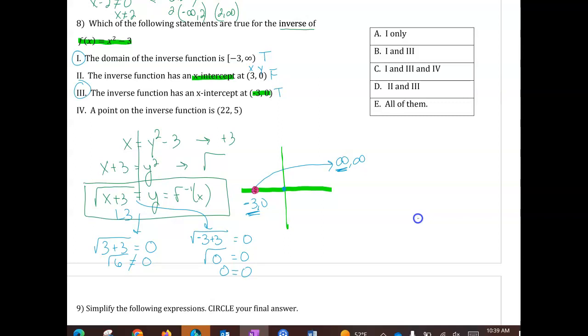All right, a point on the inverse function is (22, 5). So I think the most straightforward way to do that is this is an x, this is a y. Again, use this equation. Put 22 in for x, put 5 in for y. And yes, the square root of 25 is 5. 5 equals 5, so that is true. So we have another 1, 3, and 4, so option C.